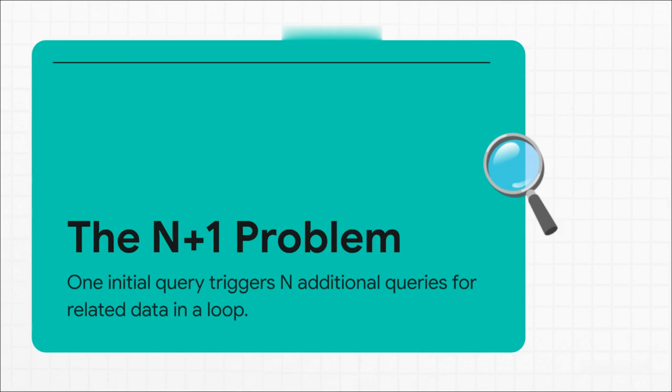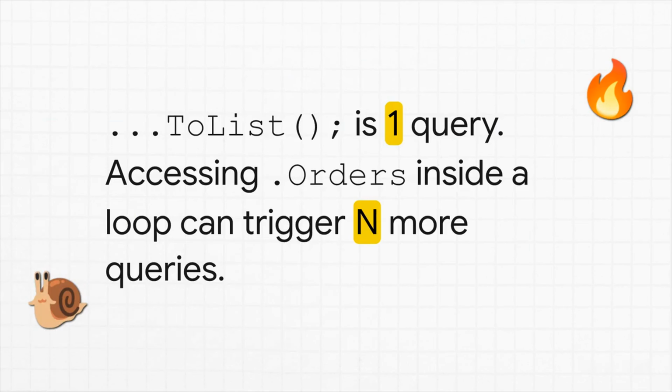That's not efficient. And this is what it looks like in the code. That first line, context.customers.toList, that's your one query. It gets the list of customers. But the second you try to access the .orders property on any of those customers, you trigger another query. Now imagine doing that inside a loop for all your customers, and boom, you've just unleashed the N+1 problem.